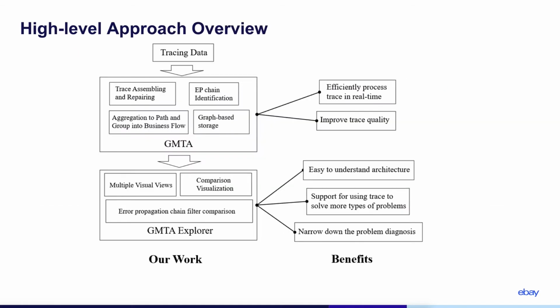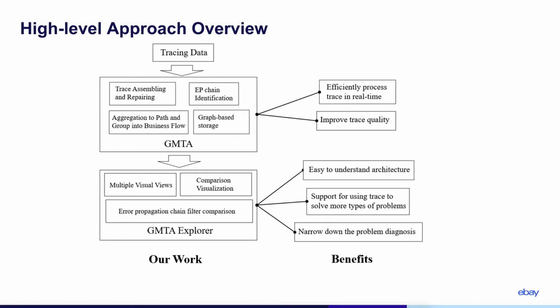Here is the high-level approach overview. As shown in the figure, our approach is divided into two parts. In the first part, GMTA processes and stores the trace data. In this process, GMTA assembles, repairs, and aggregates the trace data, and also records the error propagation chain information.